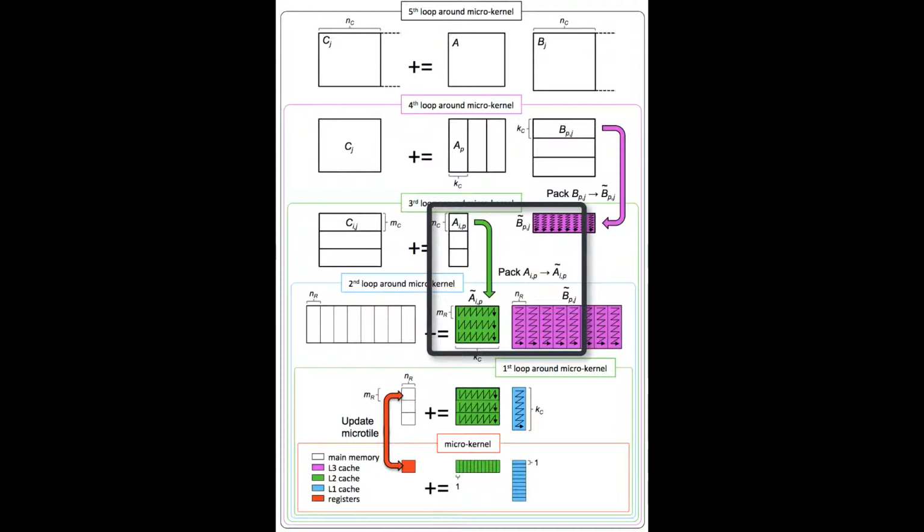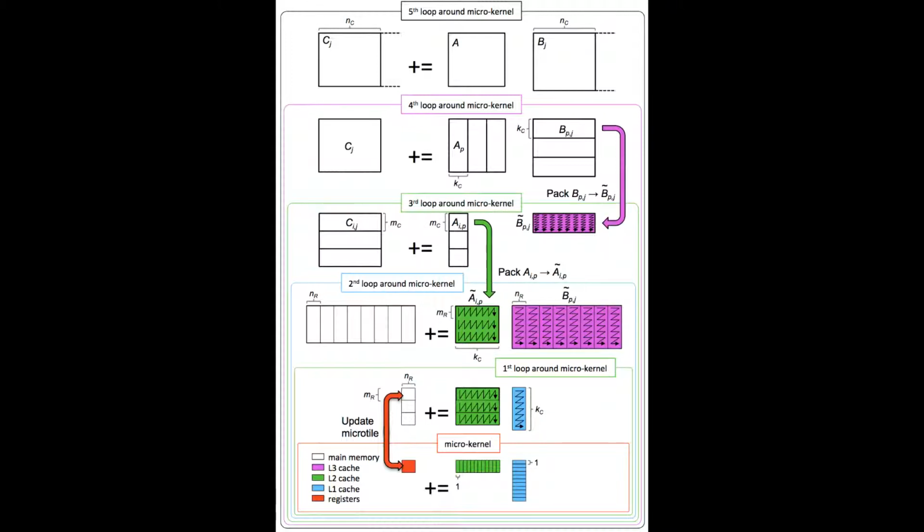Similarly, the first time a block of A is identified in the third loop around the microkernel, it can be packed. That block is reused for many multiplications with micropanels of the packed row panel of B. Thus, the packing is amortized over computation, just like the cost of bringing that data into the L2 cache was.